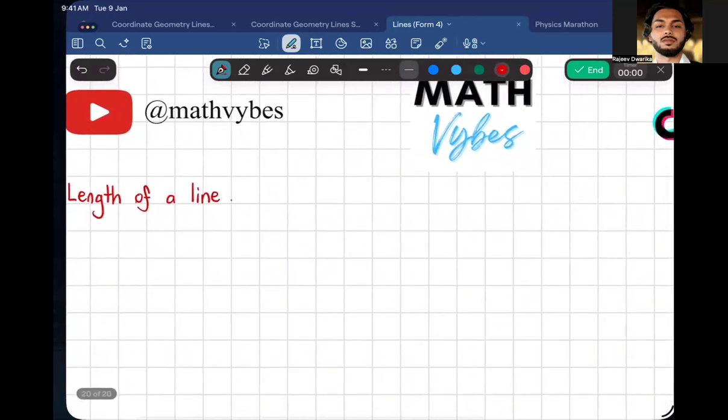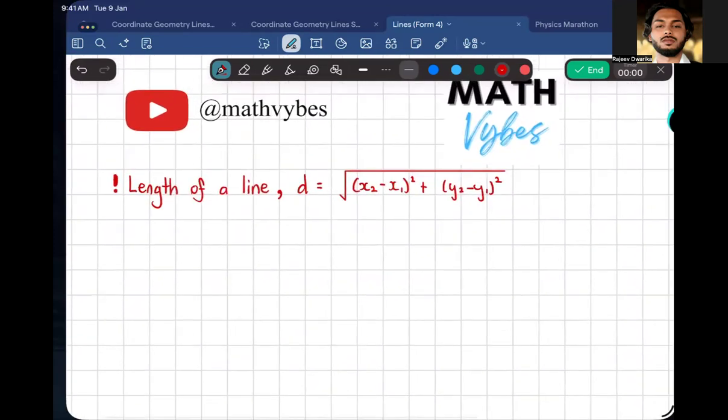So the length of a line formula, given by d for distance, is just the square root of x2 minus x1 squared plus y2 minus y1 squared. That's it. That's really it. All right, so let me give you an example, right?